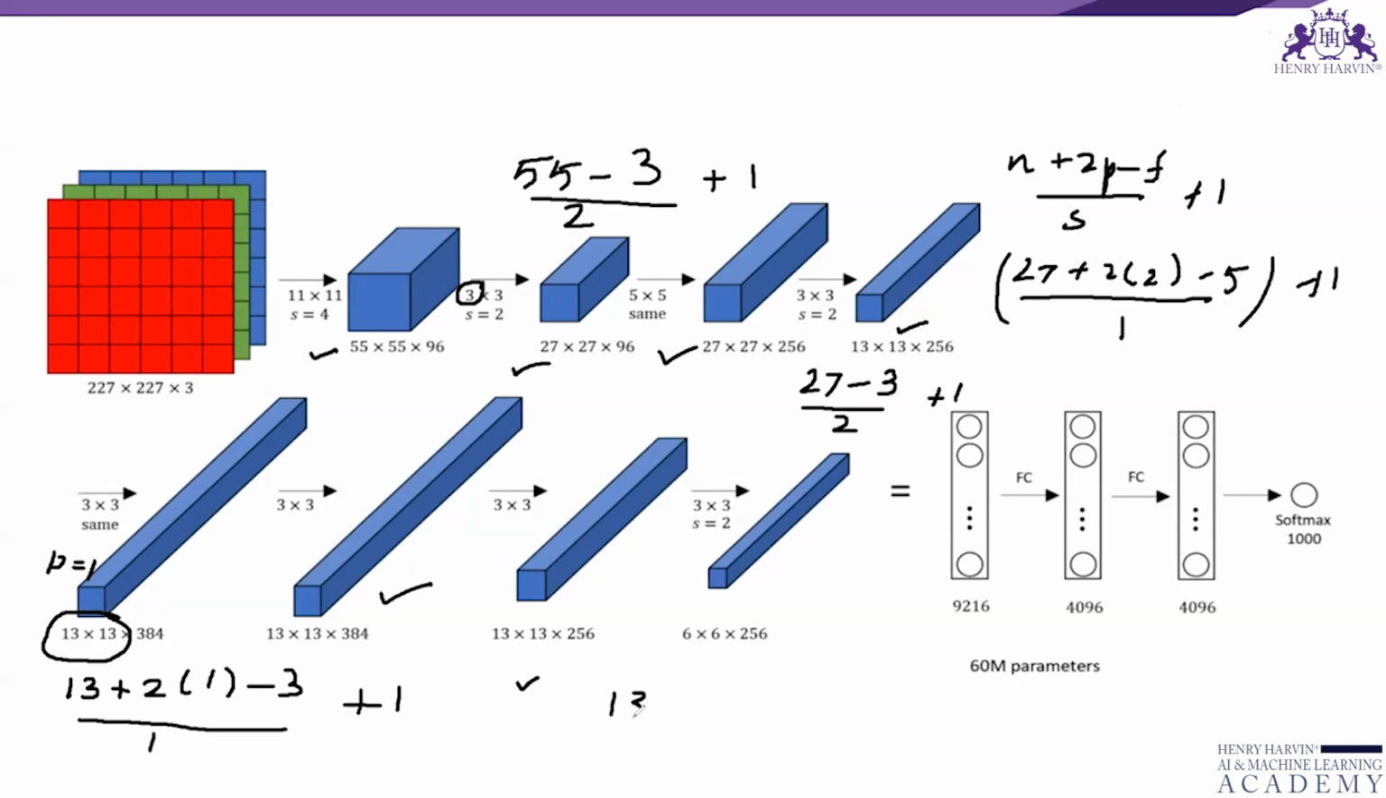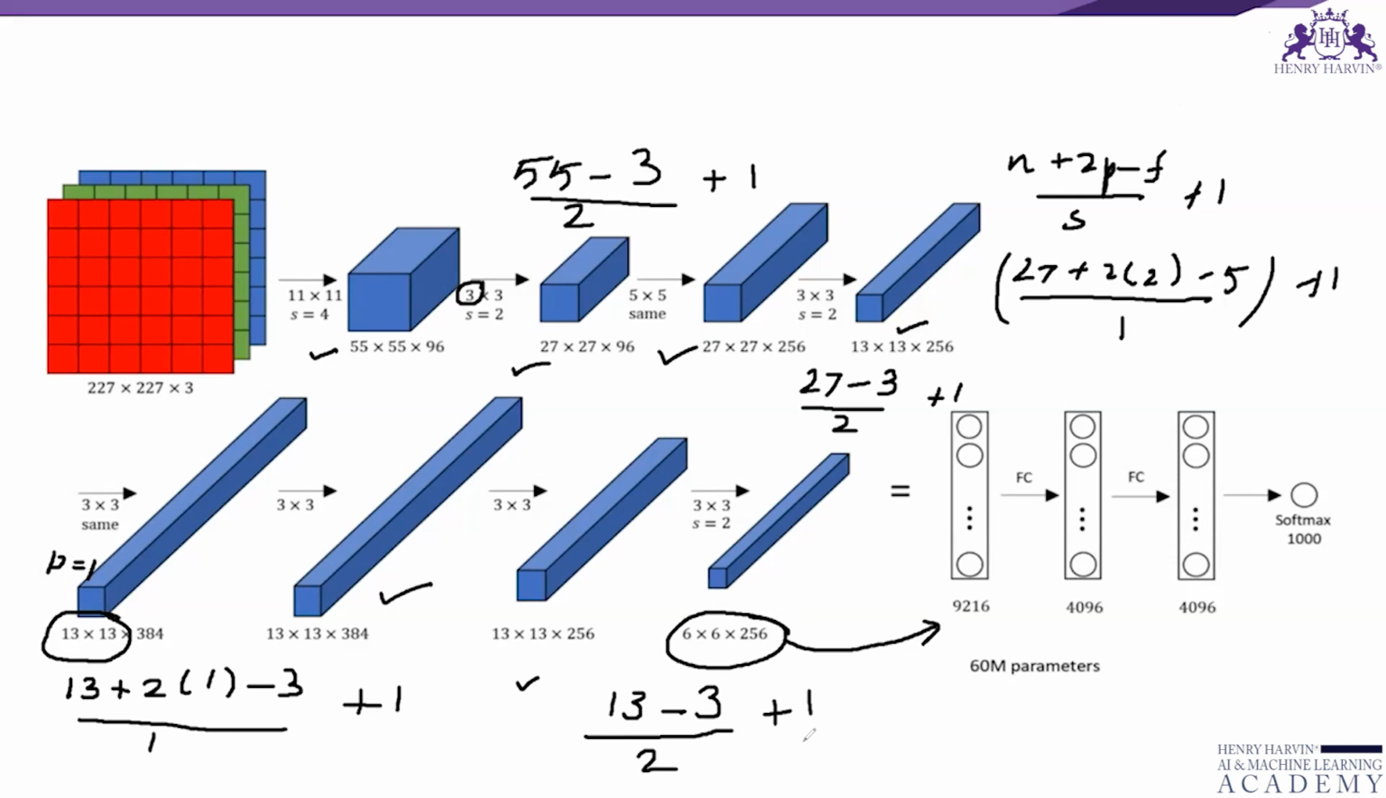Now look at this here. What will happen? Stride is equal to 2. So 13 minus f, which is 3, there is no padding over here, divided by s, which is 2, plus 1. 13 minus 3 is 10, 10 by 2 is 5, plus 1 is 6. So 6 into 6 into 256. Hope this part is clear. When you multiply 36 into 256, you will get 9216.